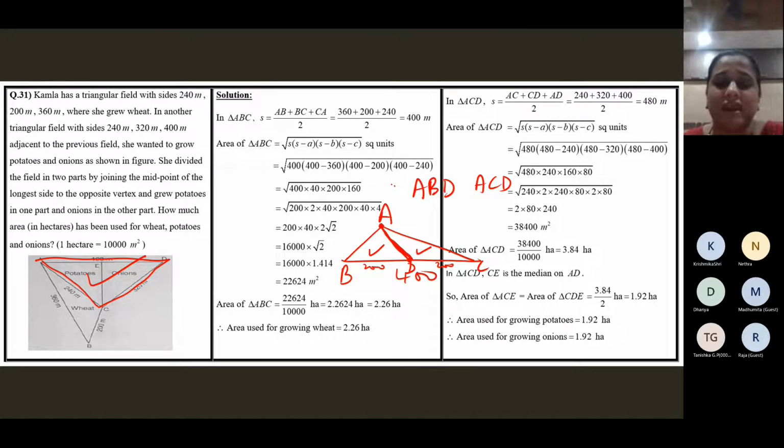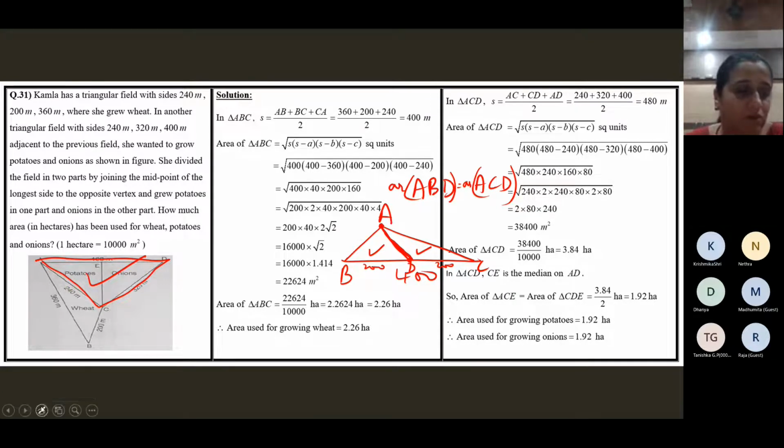So area of triangle ABD is equal to area of triangle ACD. Are these two triangles congruent? Need not be. But they're definitely equal in area. That is the property of a median in a triangle.